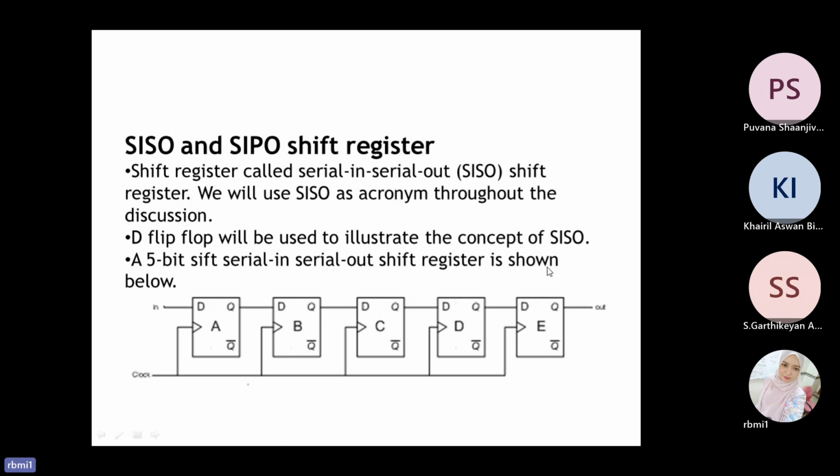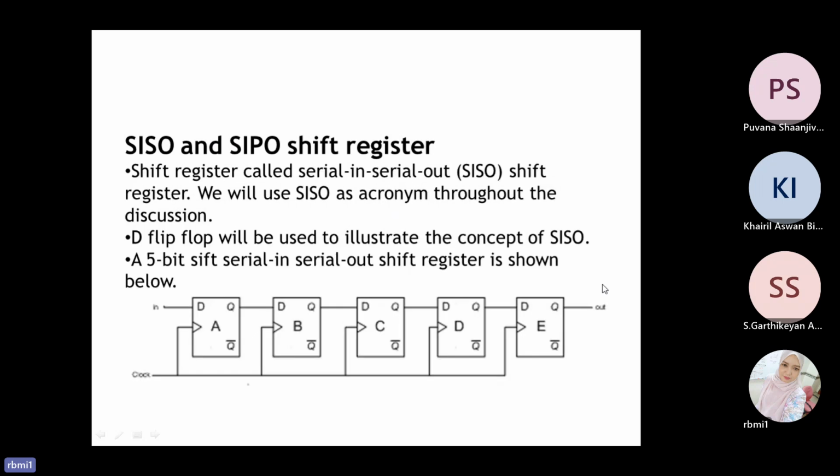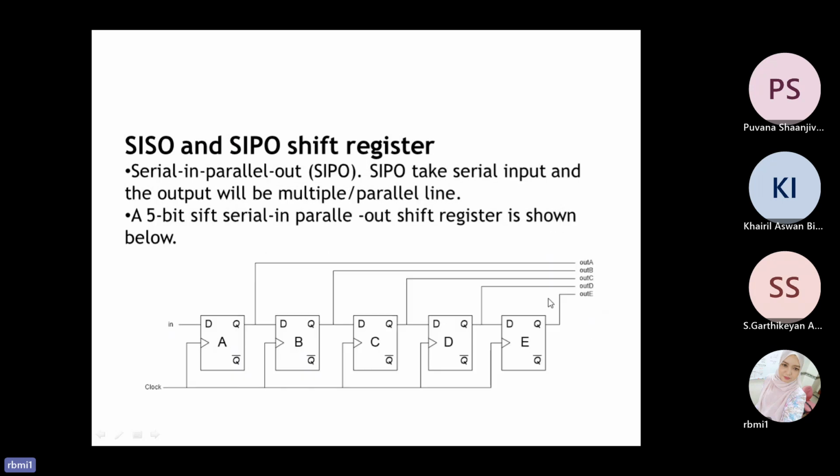Okay, now we have D flip-flop with SISO, serial in, serial out. The data is shifted out serially, 1 bit at a time. Next, we look at this one, SIPO, serial in, parallel out. The input is in series, the output is in parallel. Why? Because the output here takes from 1, 2, 3, 4 and 5, meaning that it is in parallel. If it is in series, it takes straight like this. Okay, it is in series. This one is in parallel.